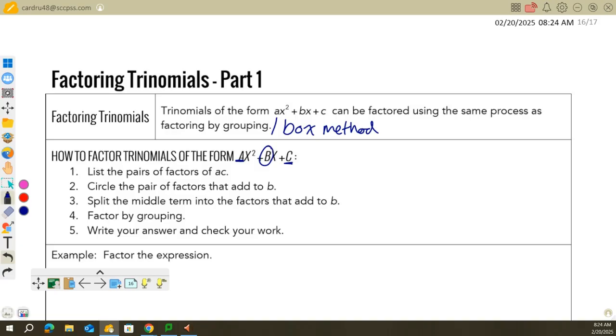and then we're going to determine which of those factors add to this b term. If I'm looking at 12 and I want to see which of those factor pairs add to 7, 3 times 4 is 12, and 3 plus 4 is 7. We're going to split that middle term into those two factors that add to b. So instead of 7x, we'll have 3x plus 4x. Then we have four terms now, and we're either going to factor by grouping or factor by box method.